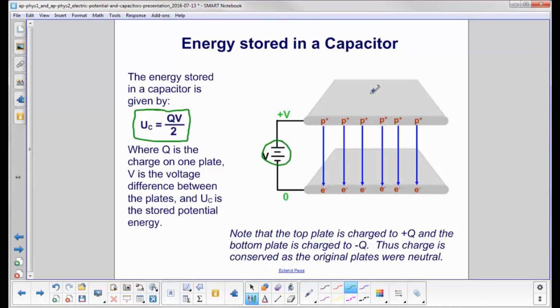Note, the top plate is charged to plus Q and the bottom plate is charged to minus Q. So the sum of the charges after being charged up is 0, just like it was in the beginning when it was neutral, when it had a 0 charge, due to conservation of charge.